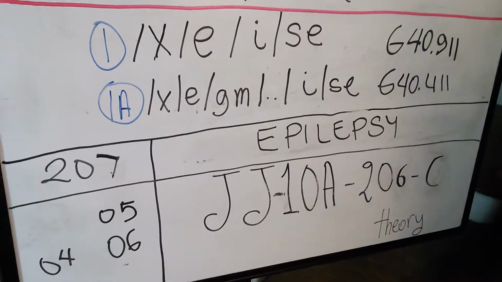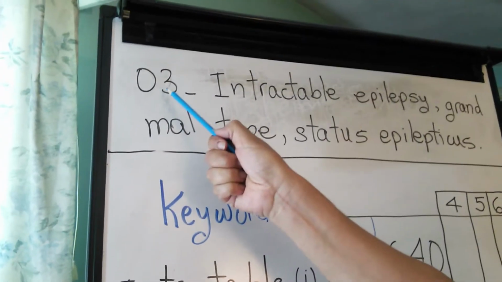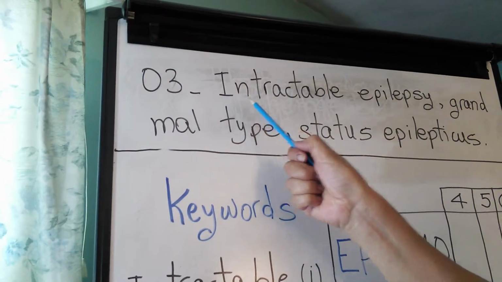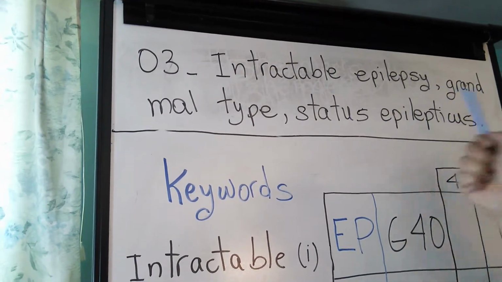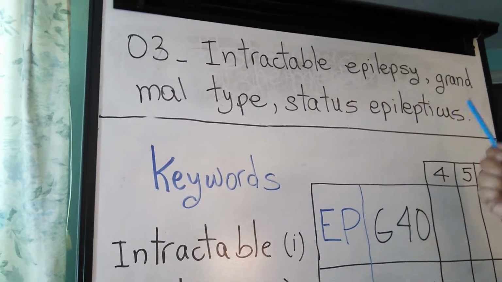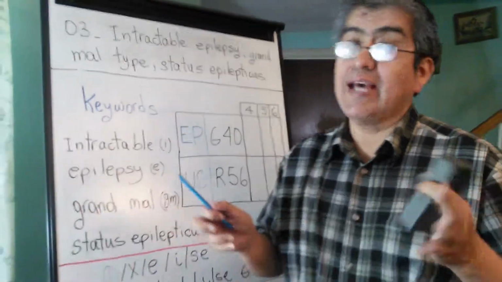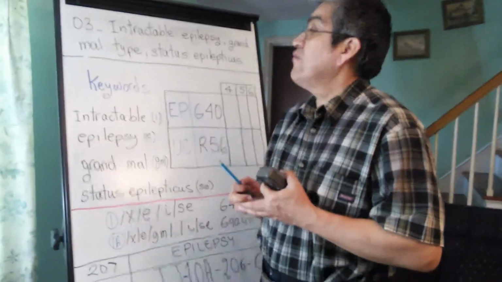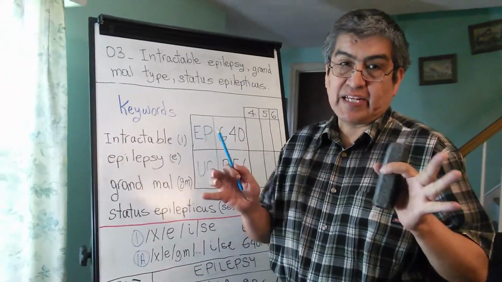Now, this is the text of the problem. Problem 03 says, intractable epilepsy, grand mal type, status epilepticus. Now, this is a mouthful. It is a little confusing. There are so many things here. So, this is the technique.